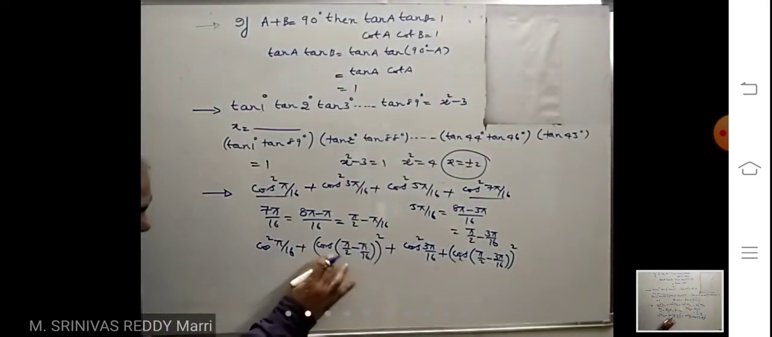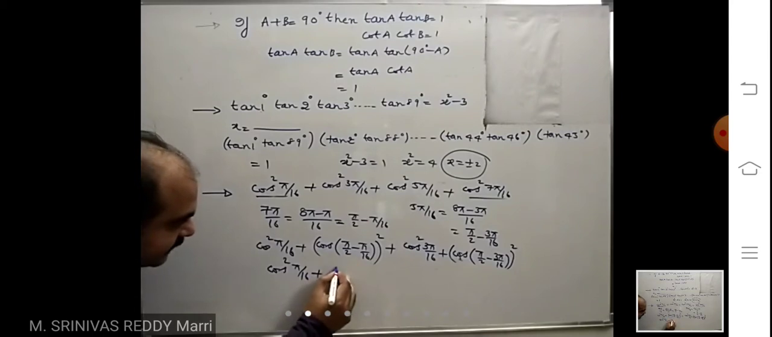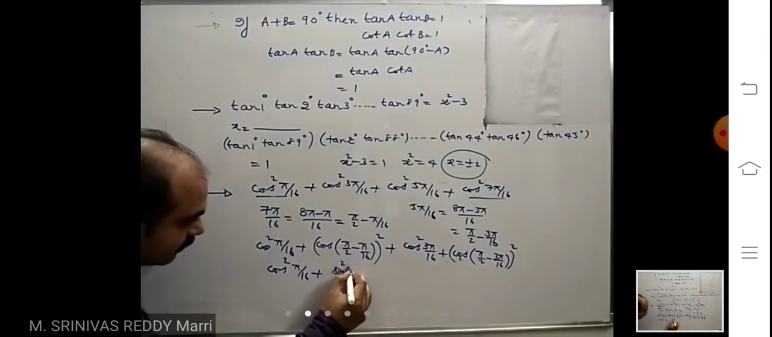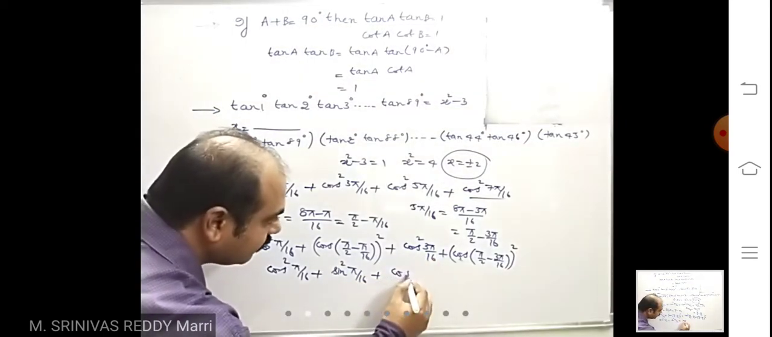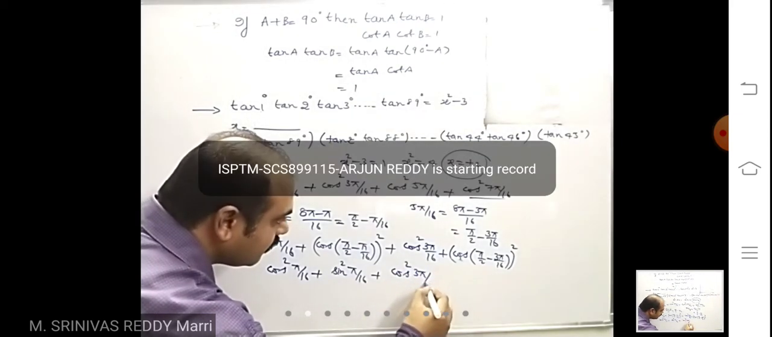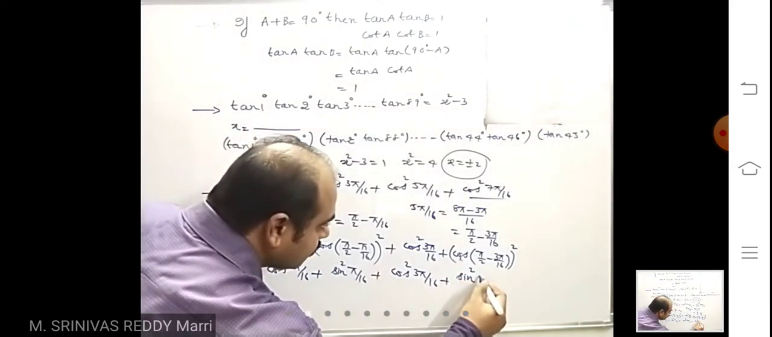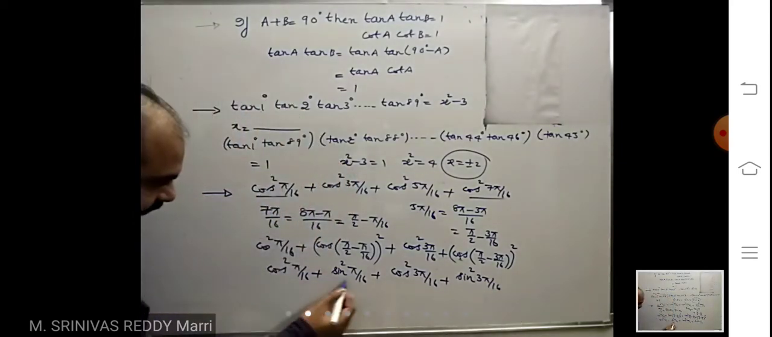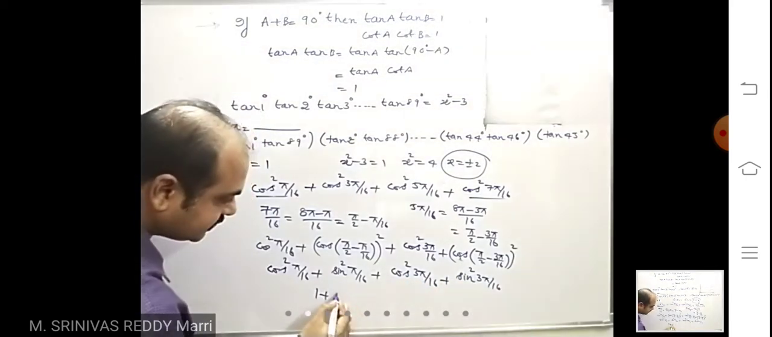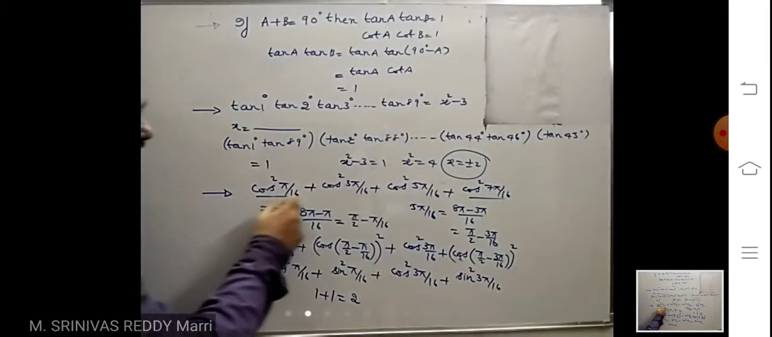What is the benefit of writing this? This is sine. Cos squared pi by 16 plus sine squared pi by 16, so this is cos squared, and this is sine squared 3 pi by 16. So this is 1: cos squared theta plus sine squared theta is what? 1, and 1 again, so 2.